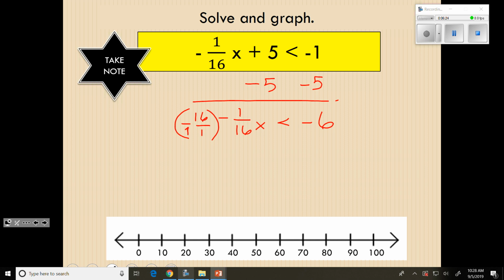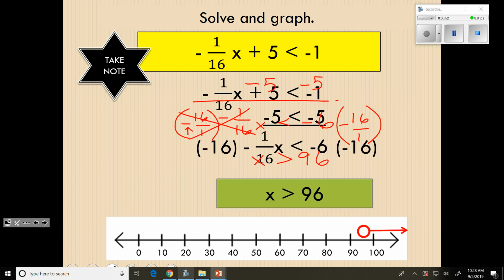Notice the negative sign. When multiplying by a negative, there's an extra rule we have to remember. Multiplying each side by negative 16, these create a 1, so you're left with 1x, so the 1 is invisible. It was negative, so we flip the sign, and then 16 times 6 is a positive 96. So x is greater than 96. This time we have a circle dot on 96 and an arrow to the right.